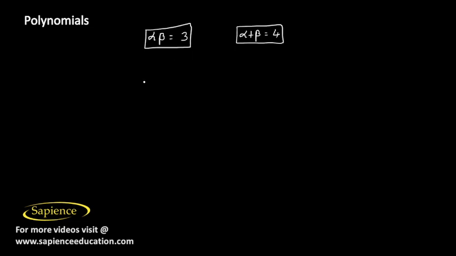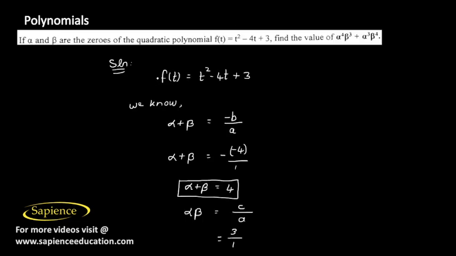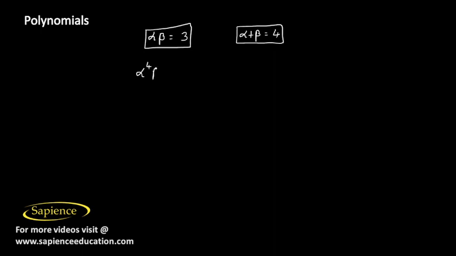Now we can find the value of alpha power 4 beta cube plus alpha cube beta power 4. Now in both these terms, alpha cube and beta cube are common, so we can take that outside. So alpha cube beta cube into alpha plus beta. Now this can be written as alpha beta whole cube into alpha plus beta.